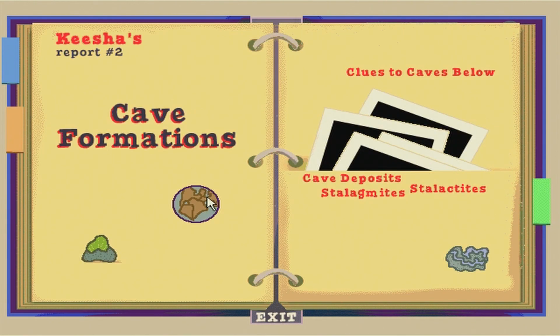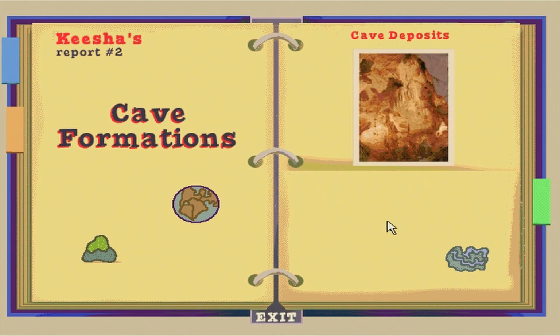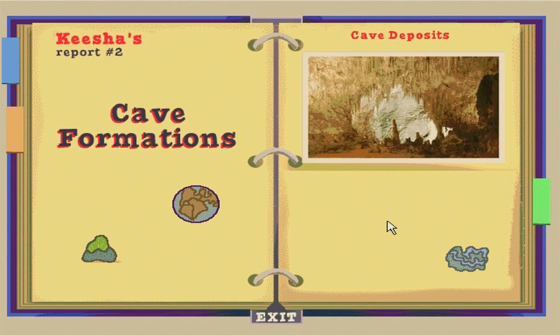Cave formations. Cave deposits. As water underground runs through the limestone, it dissolves the rock's minerals. As the underground water evaporates in the cave, it leaves the minerals behind as wonderful deposits on the ceiling, floor, and walls of the cave.